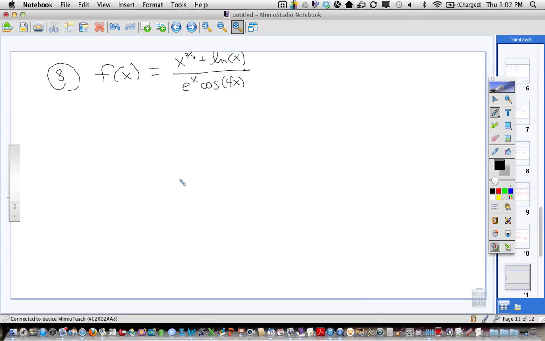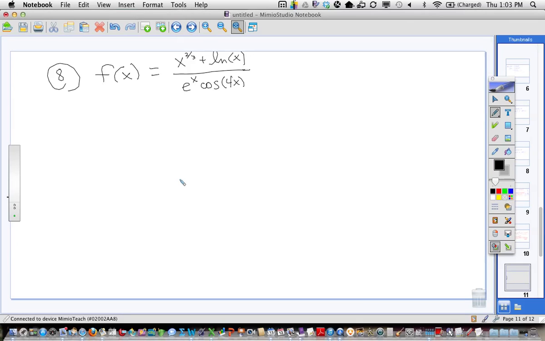All right, so you're thinking about your rules, and what rule is this one? Okay, the bottom is a product. So there's a product rule in there, but first and foremost, it's the quotient rule. So when you get to these problems, you have to think about that.